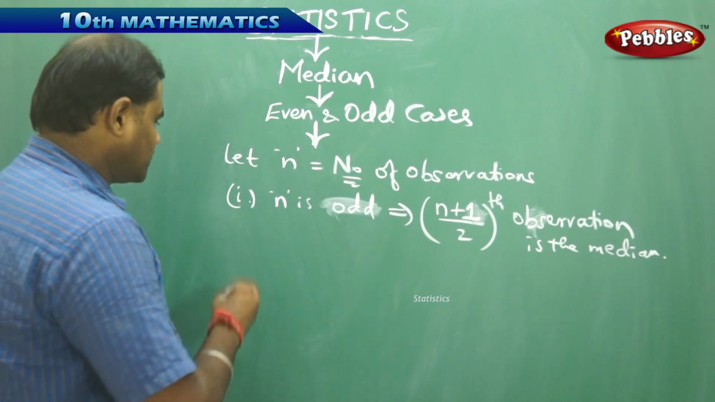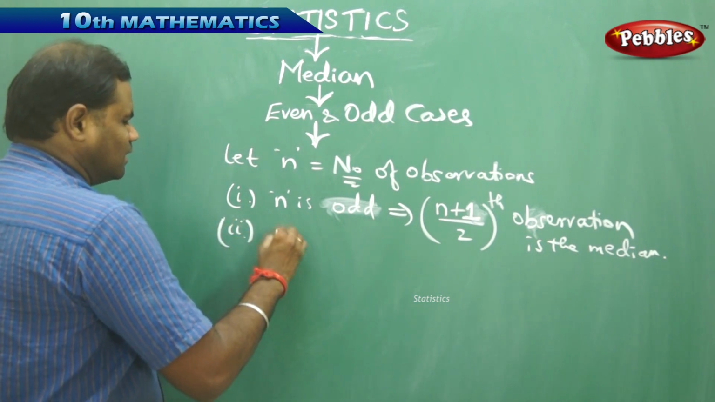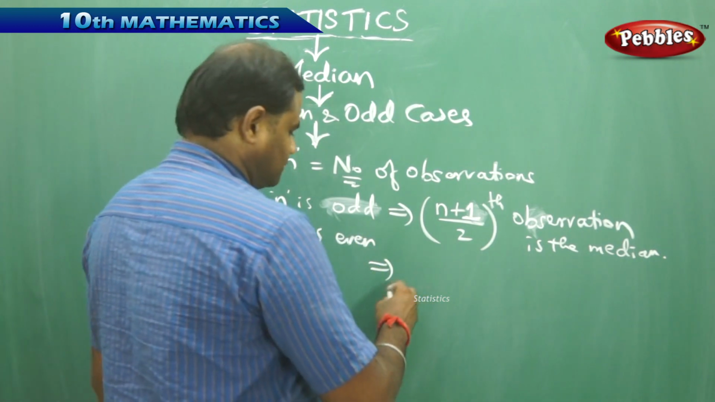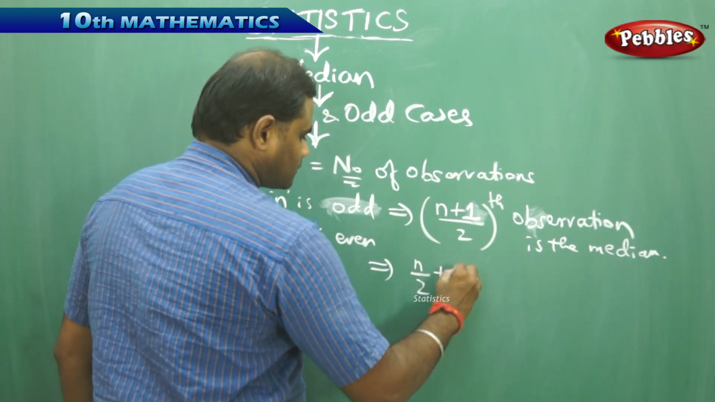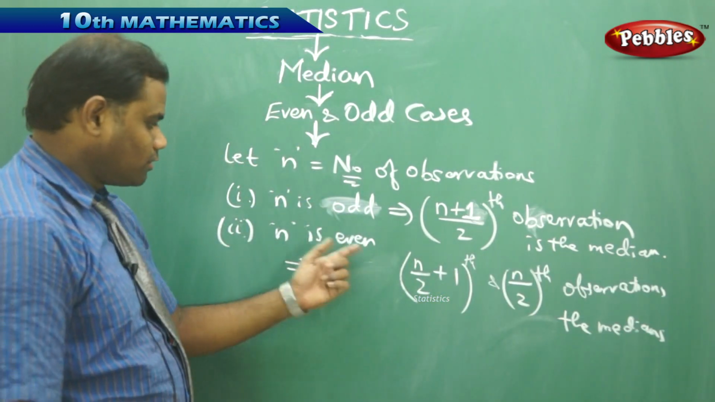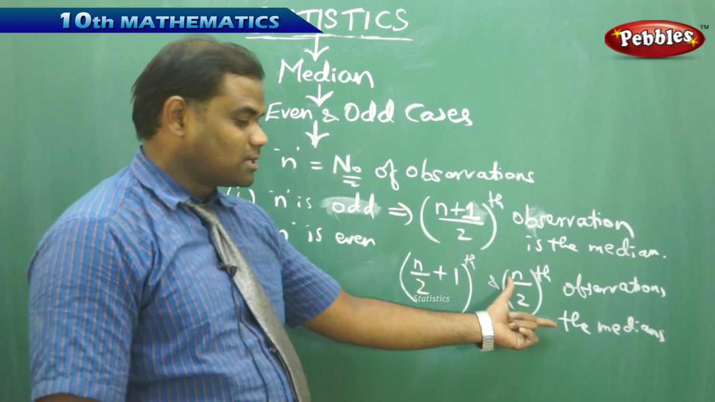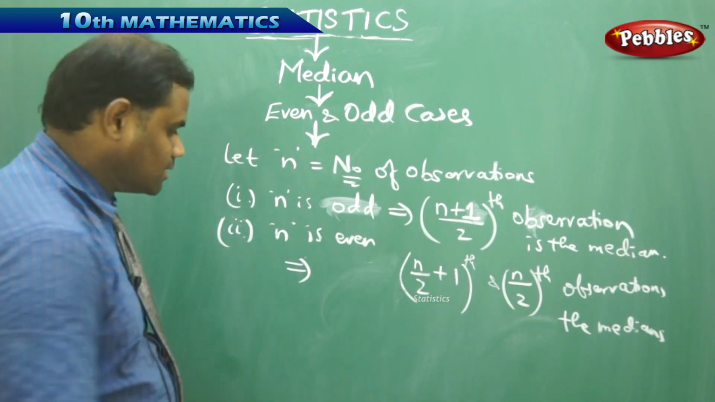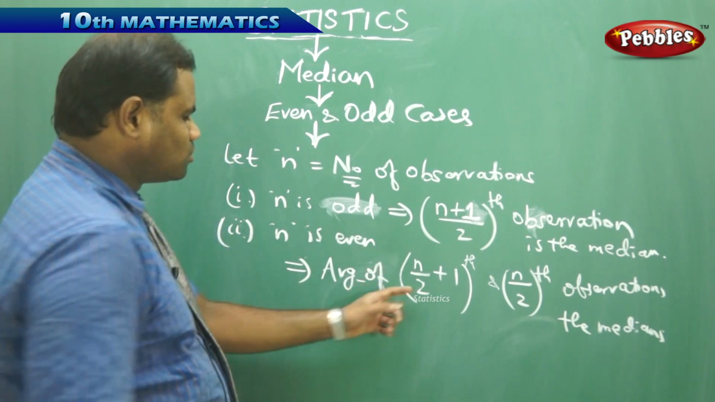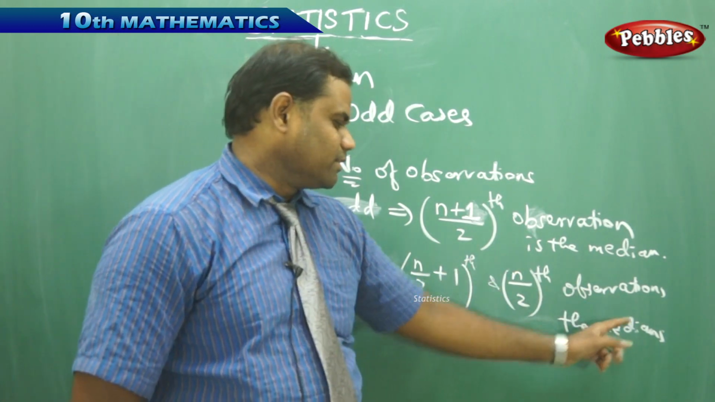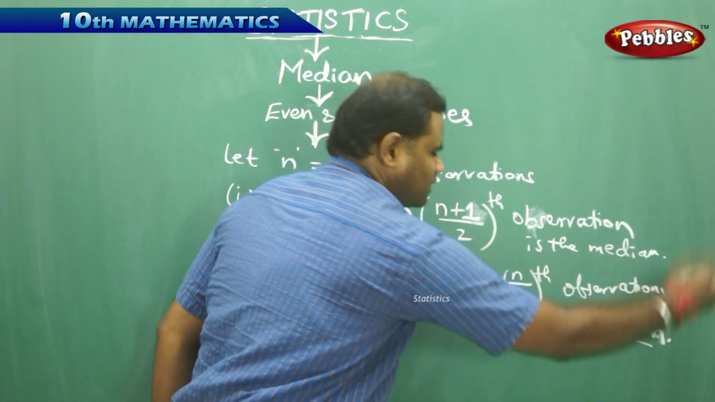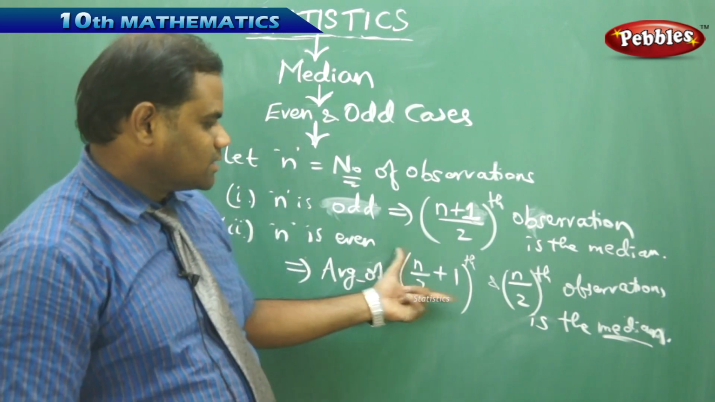Similarly, if n is even, then I have n by 2 plus 1. Now, in case 2, if n is even, you have two observations whose average is considered as the median. That implies the average of the (n by 2 plus 1)th and (n by 2)th observations is referred to as the median. So here, the median is the average of this and this.